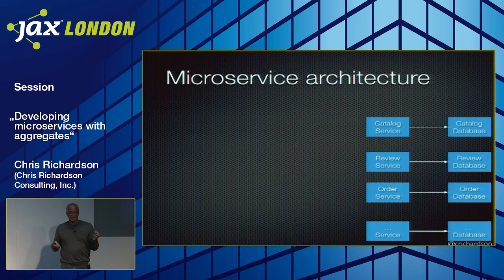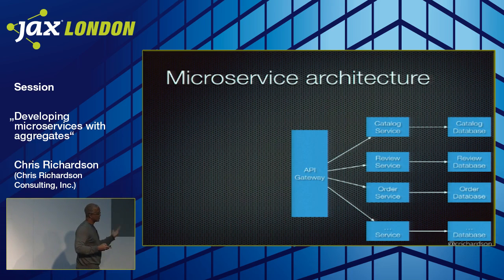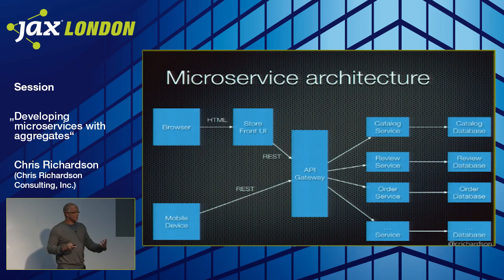For all the various functions that a store has to provide, you would define a separate service: a catalog service, review service, recommendation service, order service, and so on. Each one of those services has its own database. That's essential to ensure loose coupling between the services. But as you're going to see, that creates a whole set of problems that this talk is all about solving. Sitting in front of those services is an API gateway that acts as a facade and provides an entry point to the various clients of the system, whether they're web apps or mobile devices.